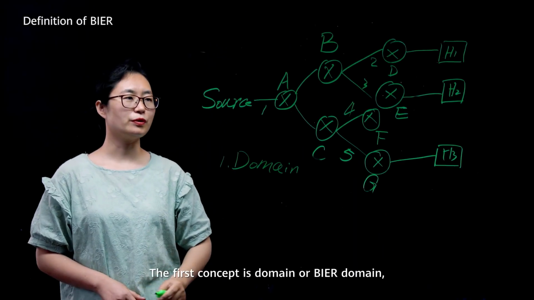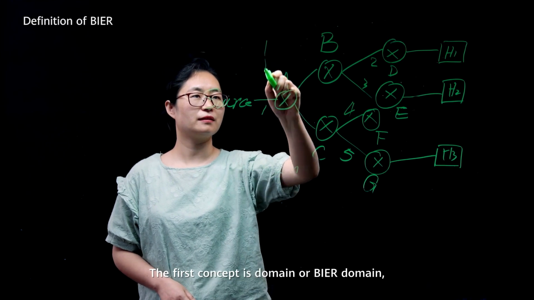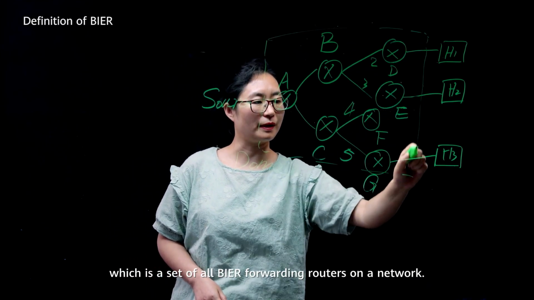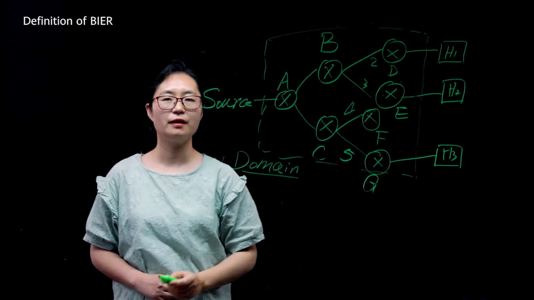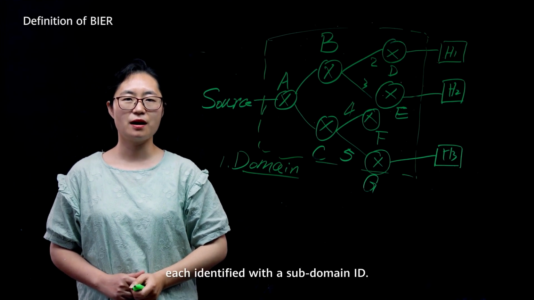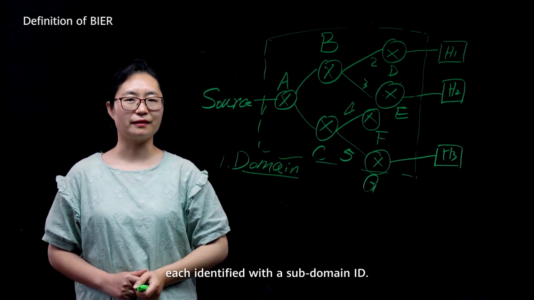Now, let's discuss some of the concepts that BIER involves. The first concept is domain, or BIER domain, which is a set of all BIER forwarding routers on a network. A domain can be divided into multiple subdomains, each identified with a subdomain ID.